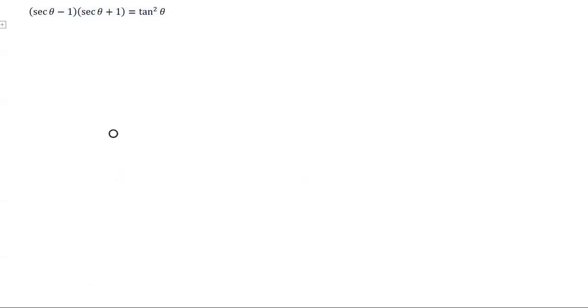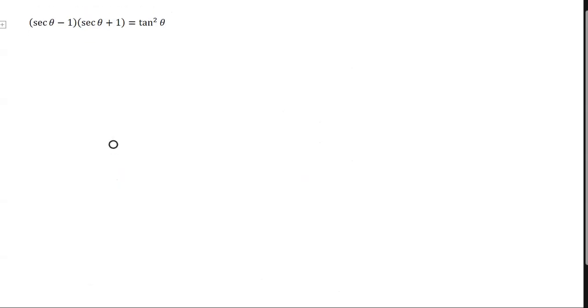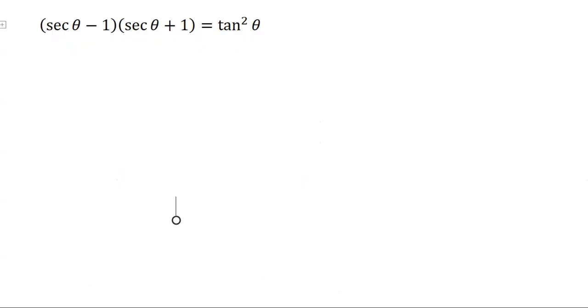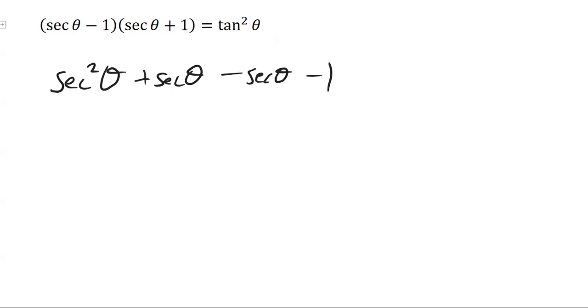Okay, number 2. Let me zoom in. Secant theta minus 1 times secant theta plus 1 equals tangent squared theta. Again, the left-hand side is more complicated, so let's touch that side to get it to the right-hand side, okay? So let's FOIL this left-hand side out. It'll be secant squared theta plus secant theta minus secant theta minus 1, okay?